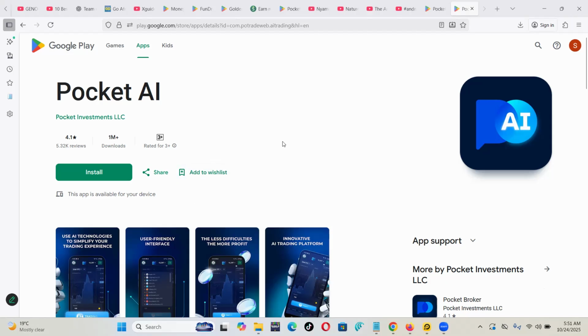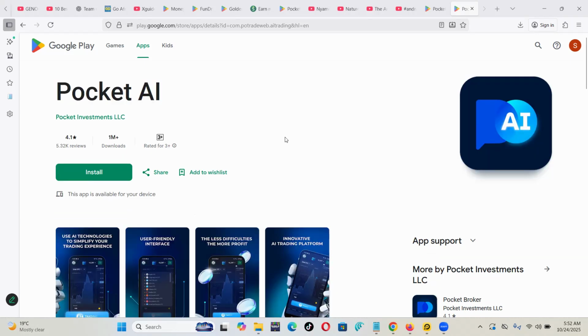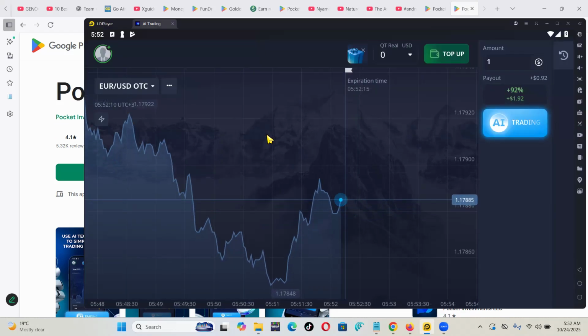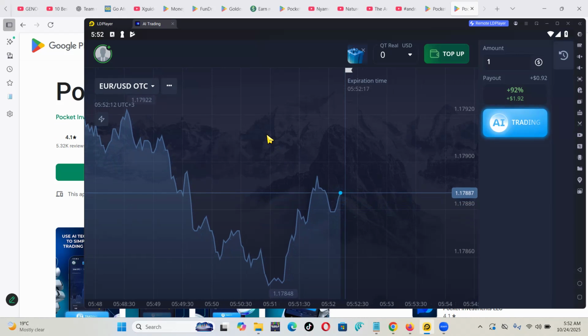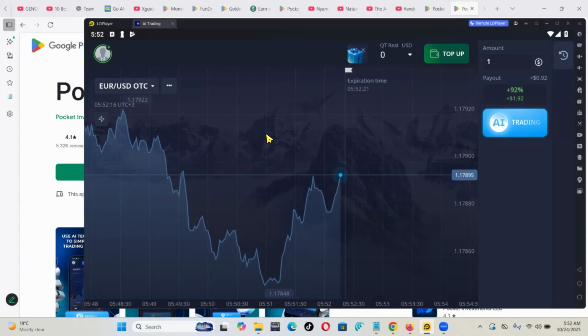Pocket AI. Today we're going to review an app called Pocket AI. Some of you are into AI trading platforms, and I think you have come across Pocket AI. We're going to see how you use this app, and its cons and pros. Should you trust this app? Is it legit? This app is legit.